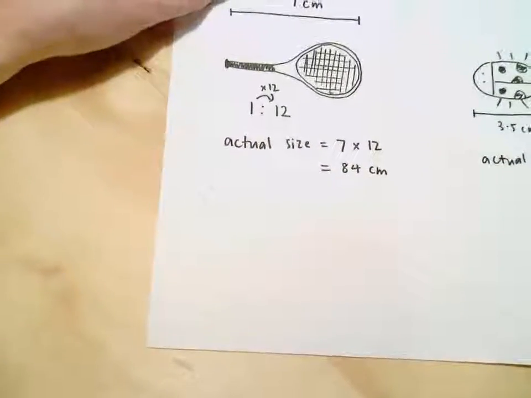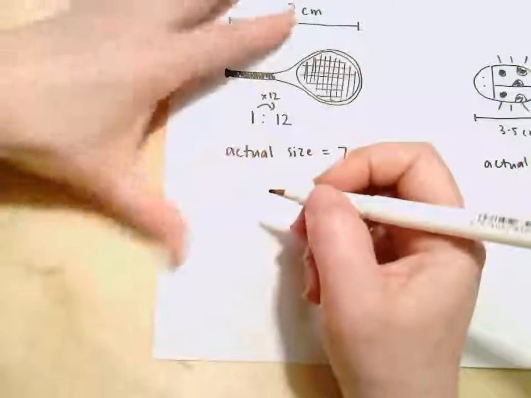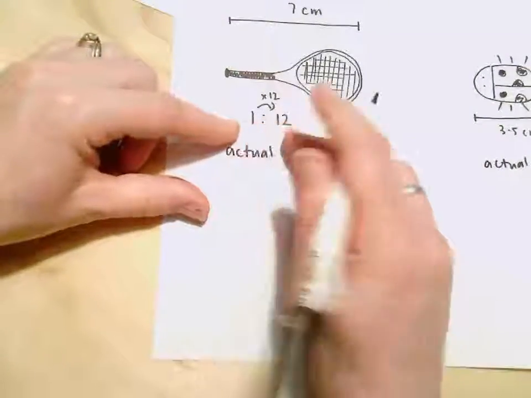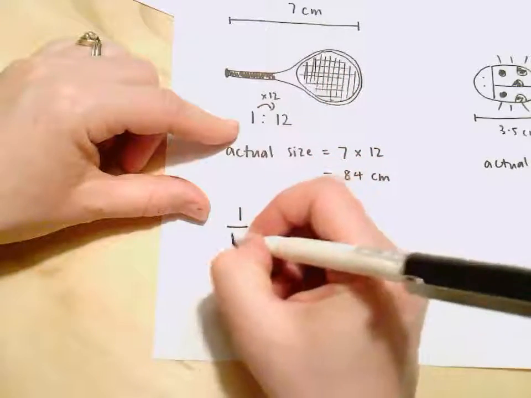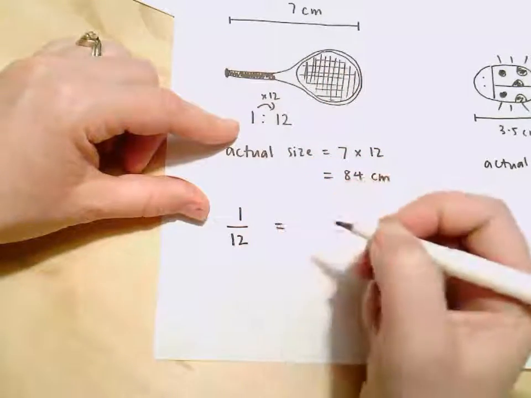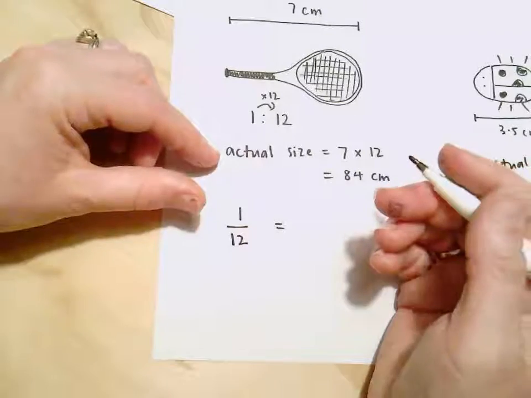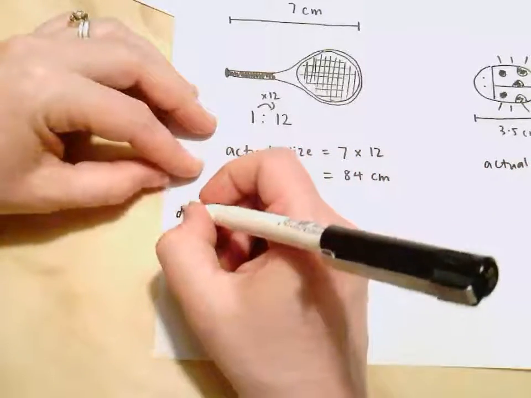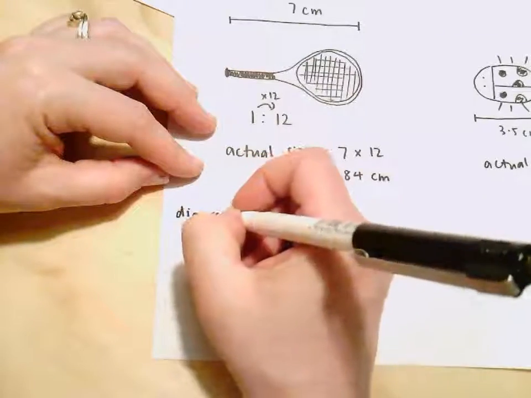Another way you can do these calculations, and this is just for those people who want to know, is that you can set up equivalent fractions. So I can say that I've got a ratio of 1 is to 12, and what's going to be equivalent to that is what I'm looking at. So I know that this is on my diagram, and this is in real life.